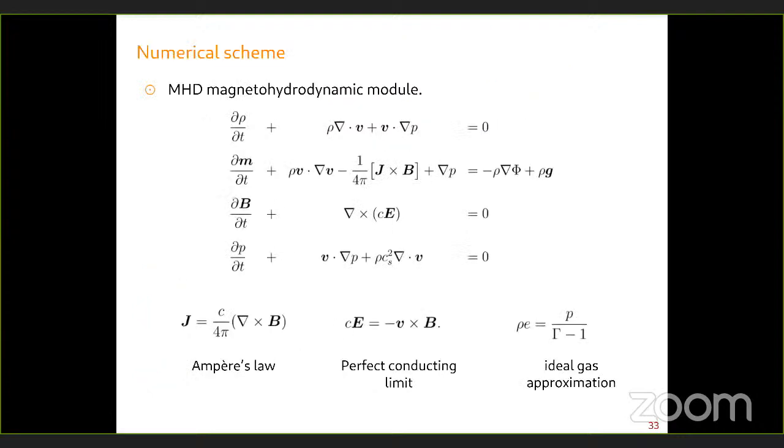In this module, the equations become the set of equations related to mass conservation, Newton's second law of motion, Faraday's equation, and the energy conservation. We make use of these approximations in order for this scheme to be easier to solve, such as Ampere's law, the perfect conductivity limit without any viscosity, and an ideal gas approximation.